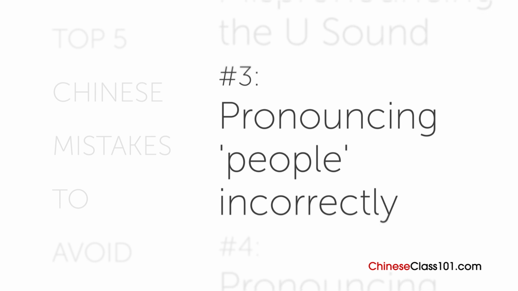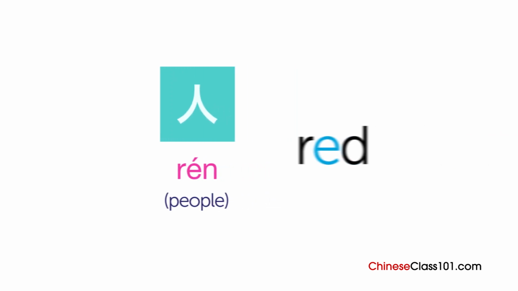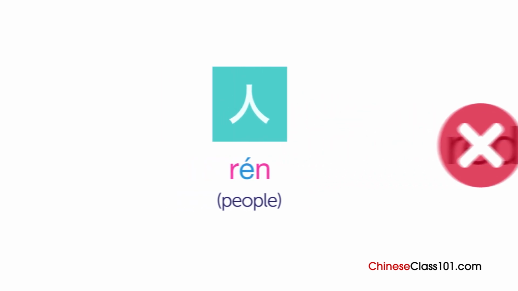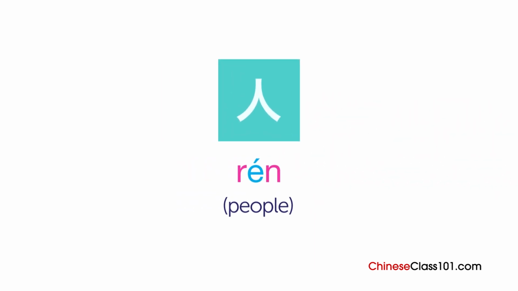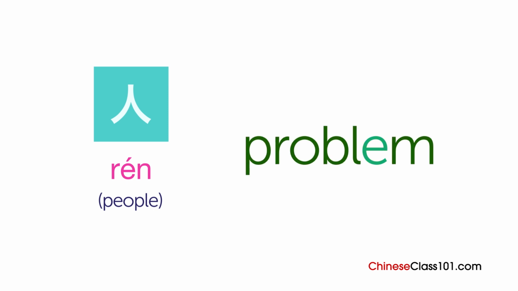Number 3, pronouncing people incorrectly. Many people tend to mispronounce the E sound in the word people. They commonly substitute it for the English E, as in red. This is incorrect. The Chinese E sounds more like an uh sound. 人。 It's identical to the E sound at the end of the word problem.